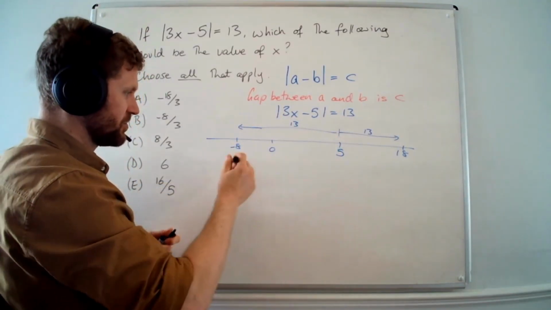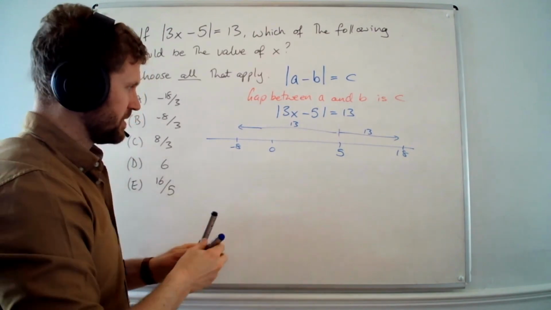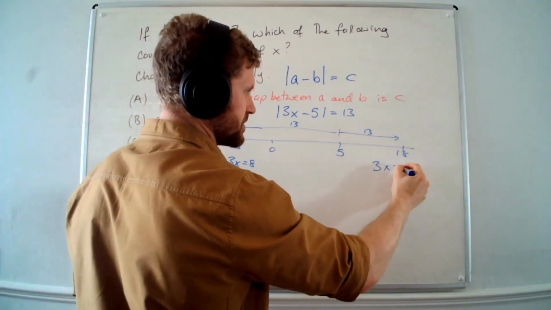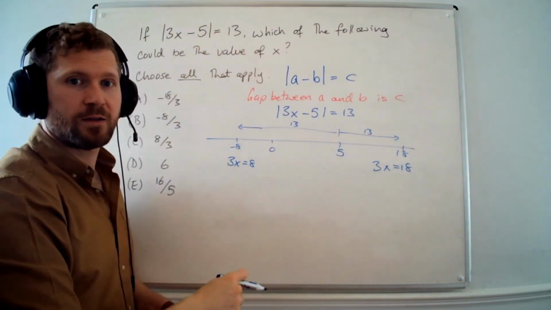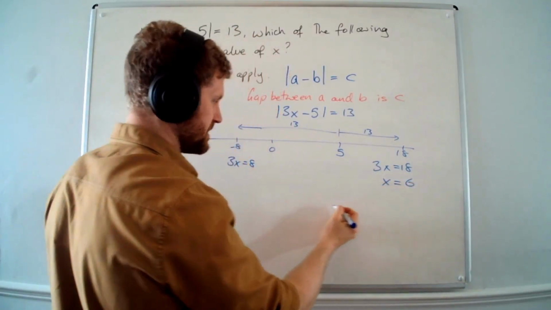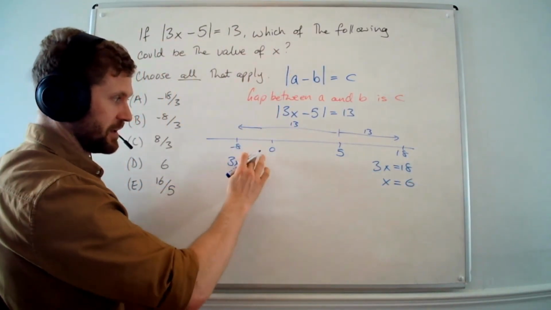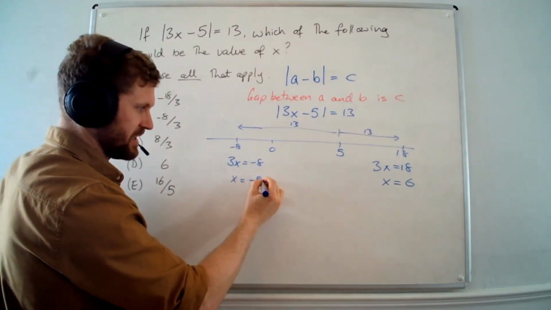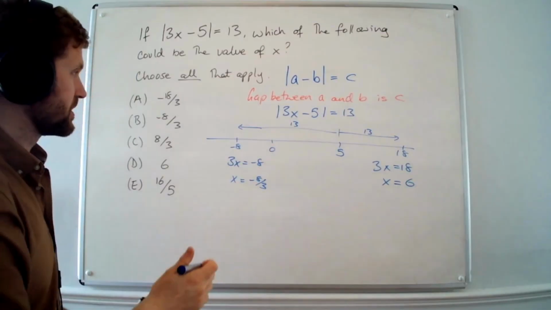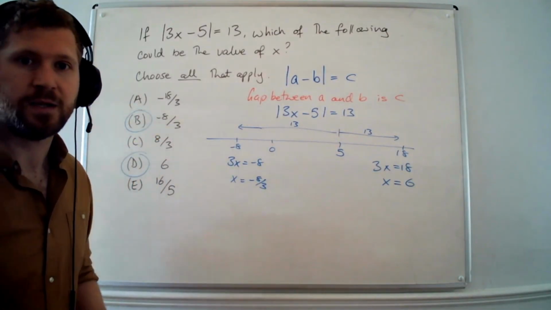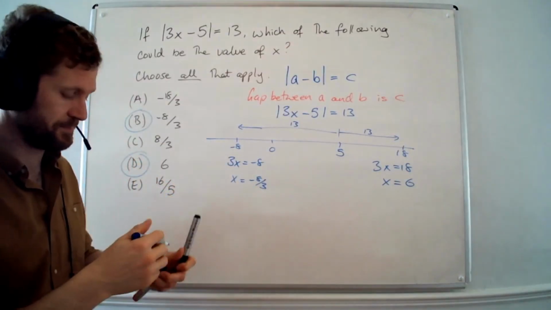So 3x could either equal -8, or 3x could equal 18. Then it's just a case of dealing with the simple algebra. Divide by 3 on both sides, x is 6. And 3x is -8 over here. Divide by 3 on both sides, x is -8 over 3, which is going to give us answers of D and B. So those are the two that you should have chosen for this one.